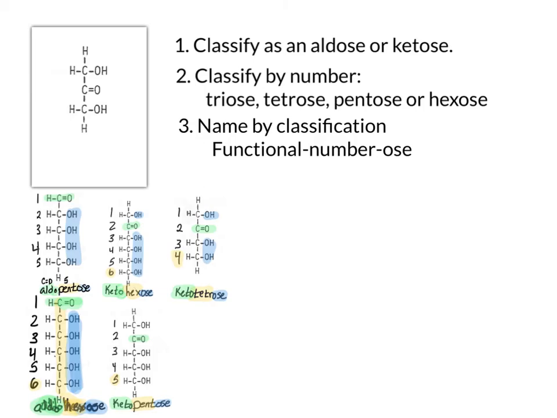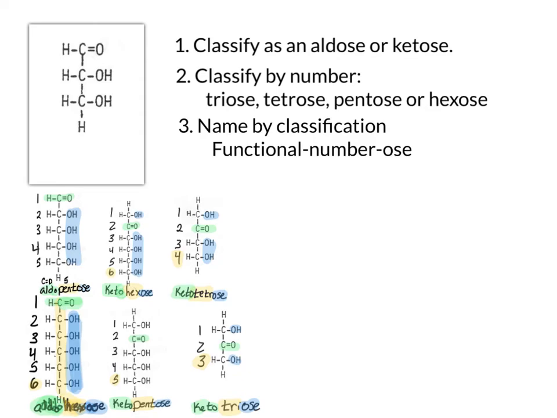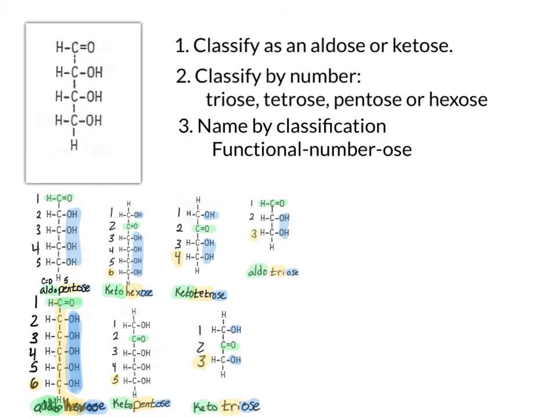And on this one, what kind of class do we see? Correct, it's a ketone, so this becomes a ketose. There are 3 carbons, 1, 2, 3, and that makes this a ketotriose. Alright, let's try this one. First, we see it's an aldose. There are 3 carbons. This is an aldotriose. Alright, let's try this one. You should see that it is an aldose and that it has 4 carbons. So this is an aldotetrose.